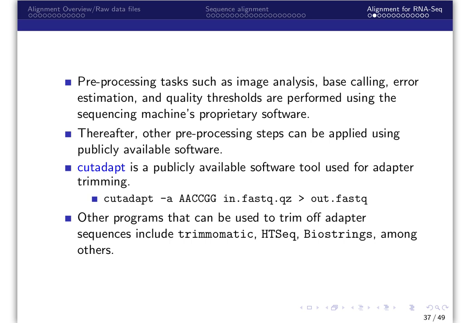CutAdapt is a publicly available software tool used for adapter trimming. Example syntax is given here, where the CutAdapt program is called. The parameter -a means what follows is the adapter sequence, so of course next the adapter sequence is provided. Then the original gzipped FASTQ file is provided, which is piped to this output FASTQ file. Other programs can be used for trimming adapter sequences, including these.